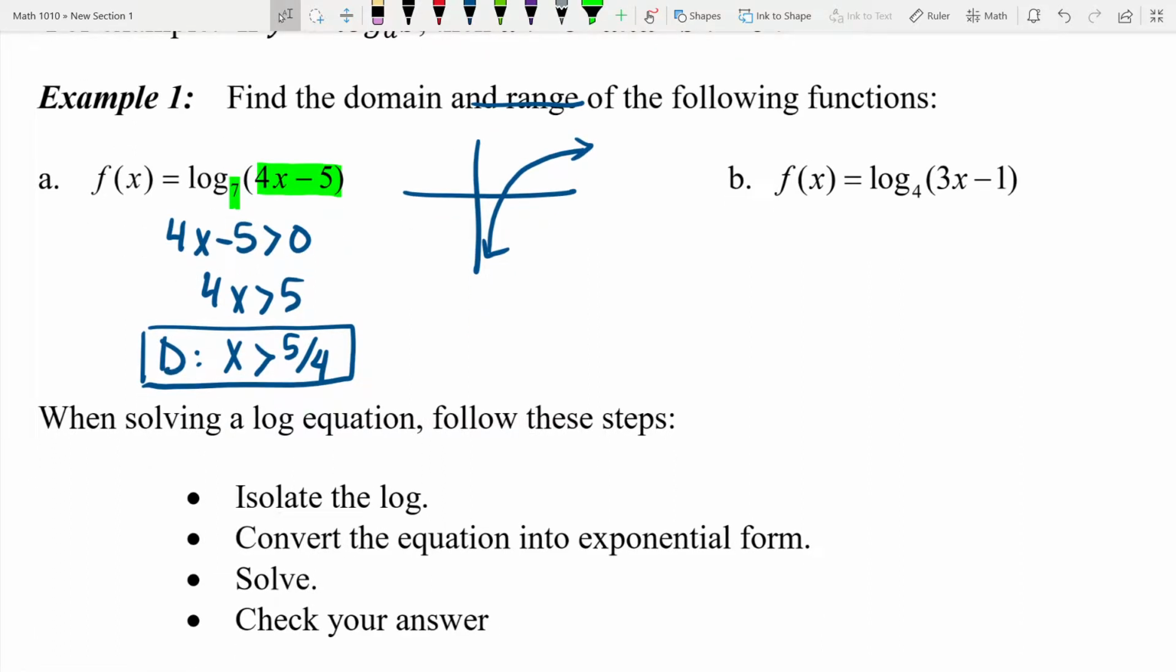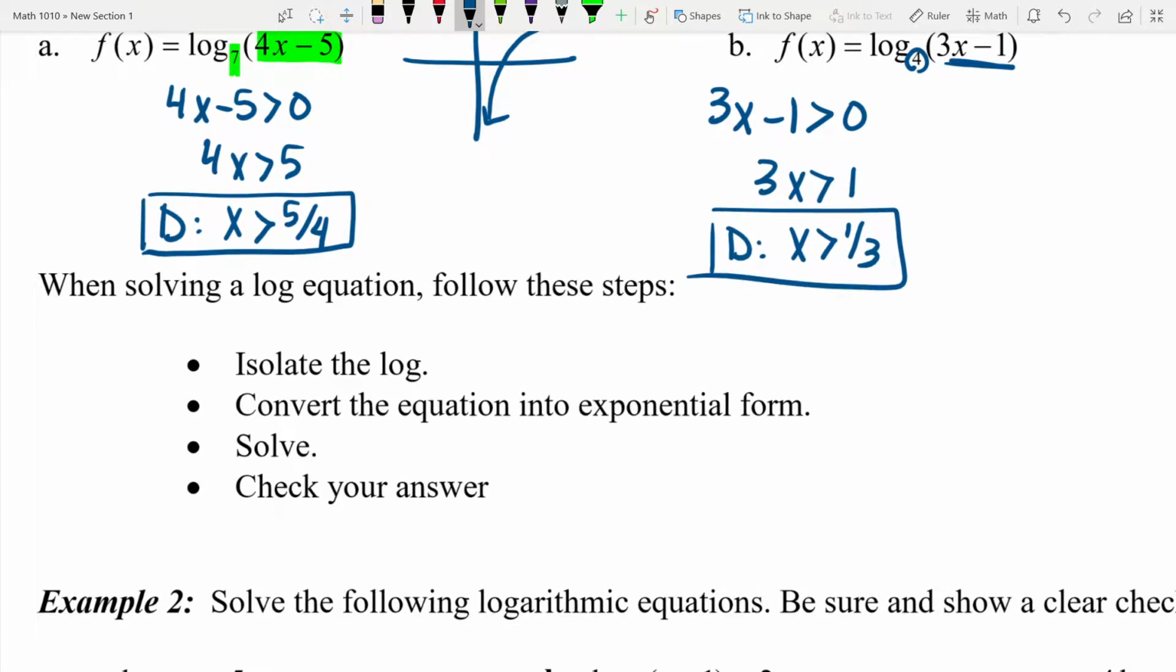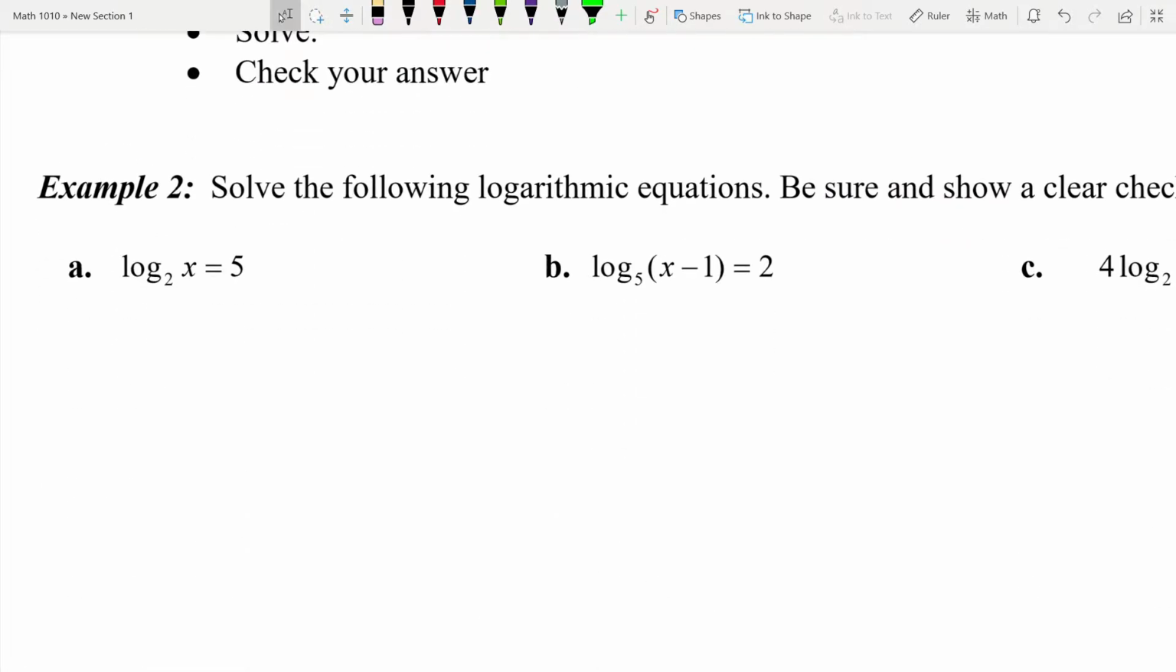Find the domain. So this 4 and this 3x minus 1 must both be greater than 0. So the 4 is greater than 0, so we're good. And the 3x minus 1 must also be greater than 0. Move your 1 over. 3x must be greater than 1. Divide, x must be greater than 1/3. That's my domain, and I'm done. Okay? All right. Question number 2.